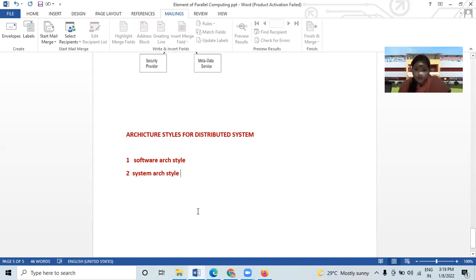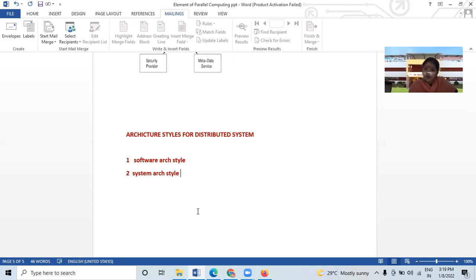So you know that now the distributed system component is a modular unit with a well-defined interface, replaceable and reusable. That means here in the distributed system we can do interface, well-defined interface, replaceable and reusable. So a connector is a communication link between modules which coordinates or cooperates among the components. So here the two types are there: software architecture style and system architecture style.